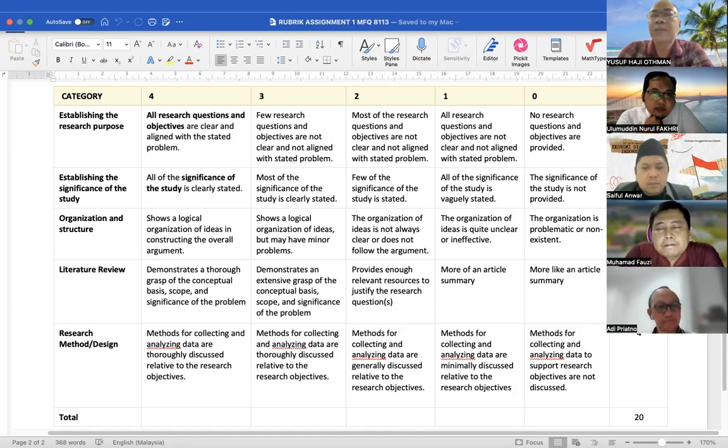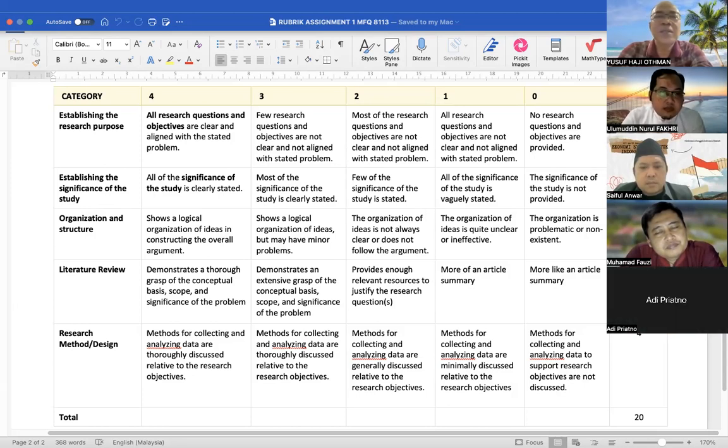Thank you. Good question. So the question is, Bapa Adi would like to change from qualitative to quantitative. Inshallah, we will discuss how to write a research method for quantitative research. Any other question?